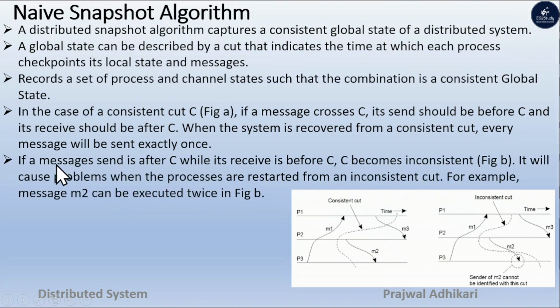And if a message is sent after C while its receive is before C, C becomes inconsistent. This is the inconsistency. It will cause a problem when processes are restarted from an inconsistent cut. For example, message M2 can be executed twice, that is in figure B. Here, message M2 is sent before the cut and it will be received before the cut, so message M2 can be executed twice.